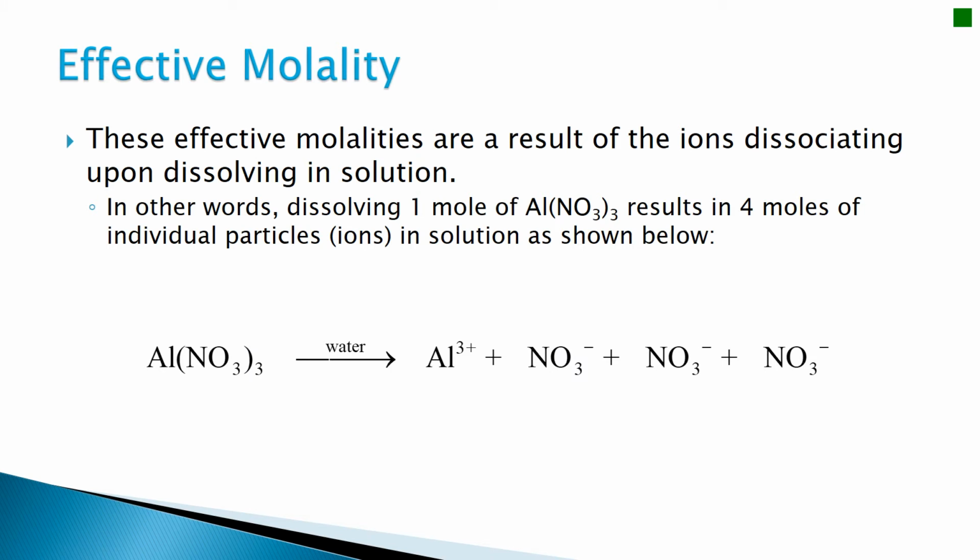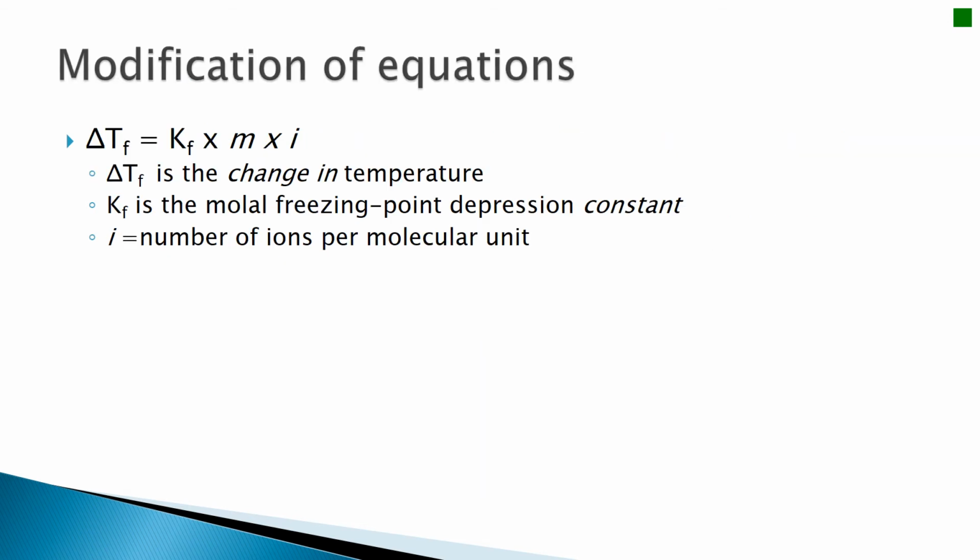Once again, just to show how it works, if you put Al(NO3)3 in water, it's going to completely dissociate into its individual ions, which means you'd get 1 Al and 3 NO3. So this would effectively give us 4 particles. The modification is where you do delta T equals K times M times I. I like to call it KIM. K is the constant, I is how many ions you have, and M is its normal molality.